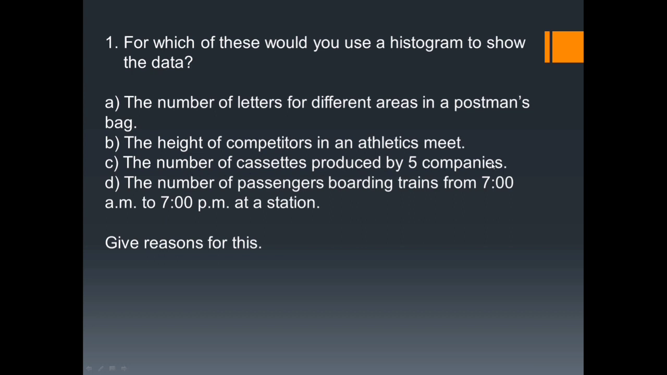The number of cassettes produced by 5 companies. Oh, this is 5 companies. How many cassettes they have produced, we cannot know. So we cannot use class intervals here. And D, the number of passengers boarding trains from 7 a.m. to 7 p.m. at the station. Yes, this can have very clear data which can be grouped or categorized in class intervals. So according to what we have explained right now, we are going to see the answer.